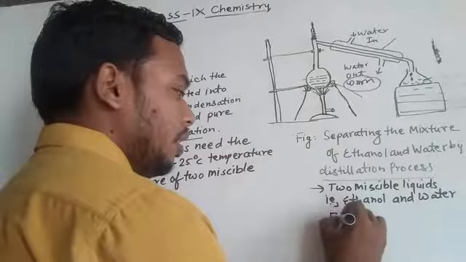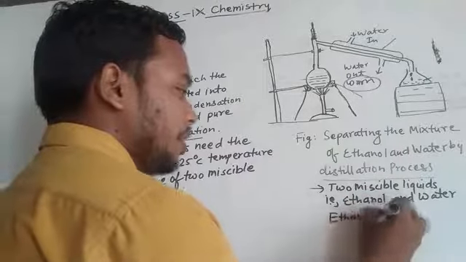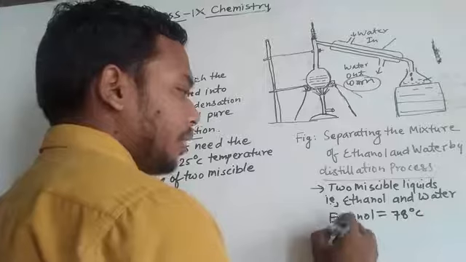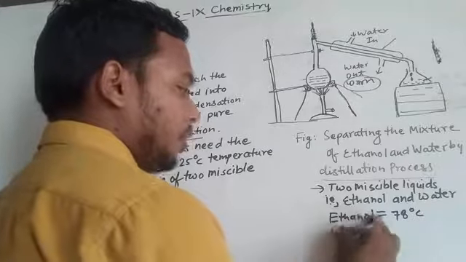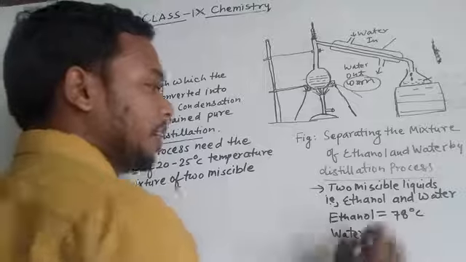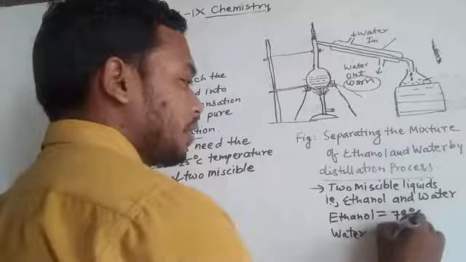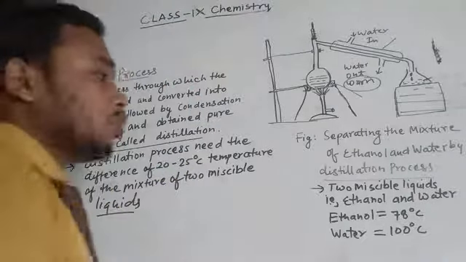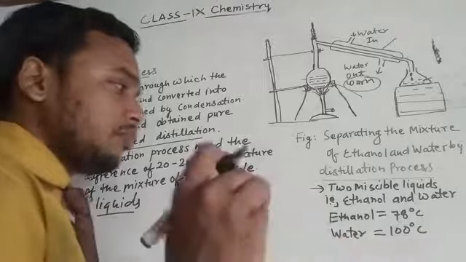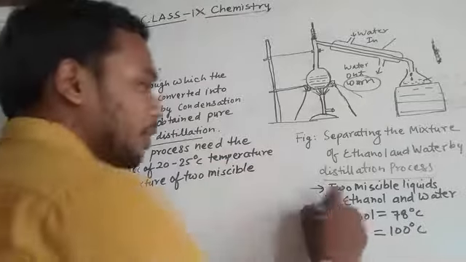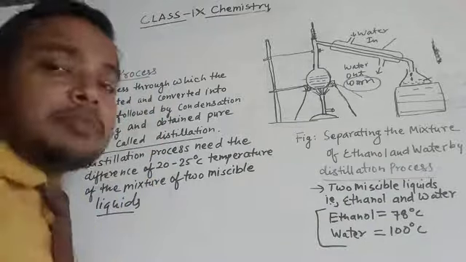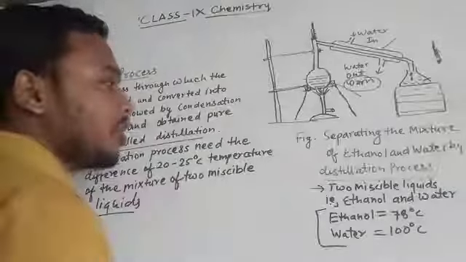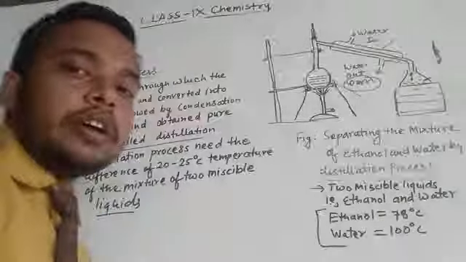The boiling point of ethanol is equal to 78 degrees centigrade, whereas the boiling point of water, as all of you know, is 100 degrees centigrade. So there is a 22 degree temperature difference between the two miscible liquids in the mixture. So we can easily separate them by the process of distillation after supplying the heat.